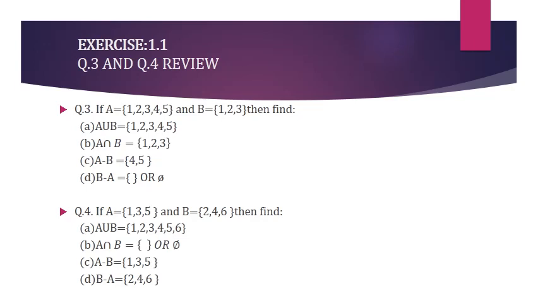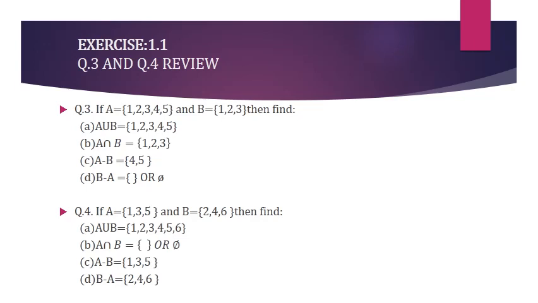Before I explain question number 5, just have a quick review of the homework given in the first lecture. In question number 3, set A has 5 elements 1, 2, 3, 4 and 5, and B has 3 elements 1, 2, 3. When we unite, the common elements of the two sets are 1, 2, 3. The answer of A union B is 1, 2, 3, 4 and 5. Common elements must be written once. Then in the second part, A intersection B, the common elements are 1, 2, 3. So the answer of A intersection B is 1, 2 and 3.